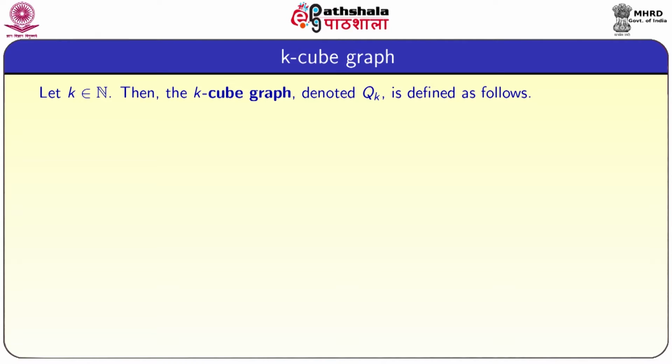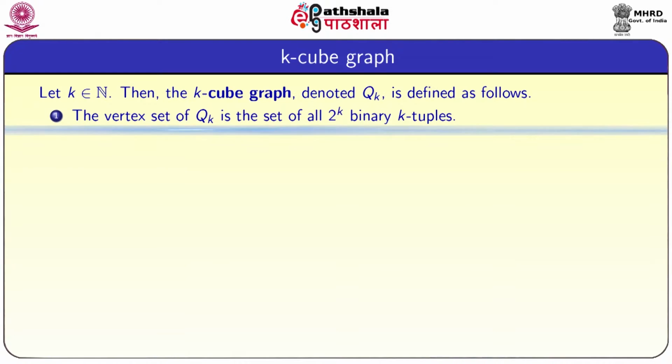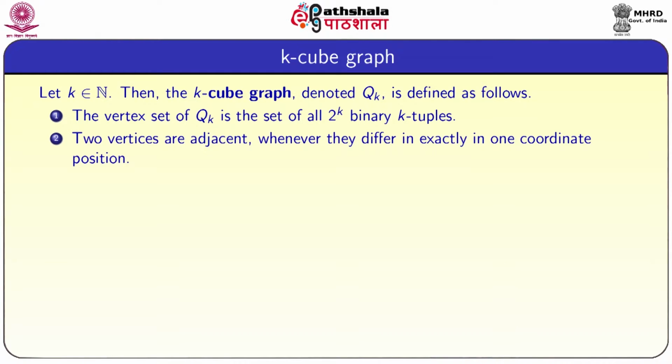Now we will define another graph called k-cube graph. Let k belong to N, then the k-cube graph is denoted by Qk and is defined as follows. The vertex set of Qk is the set of all 2 power k binary k-tuples. Two vertices are adjacent whenever they differ in exactly one coordinate position.